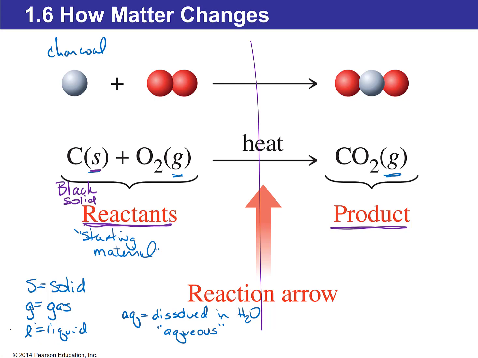Other ways that you might see substances listed is they might have an L. So S in a little parentheses means it's a solid. G in the little parentheses means it's a gas. L in the little parentheses would be a liquid. And oftentimes, if water is involved, they'll just put it like that. So it means water as a liquid compared to water as a gas.